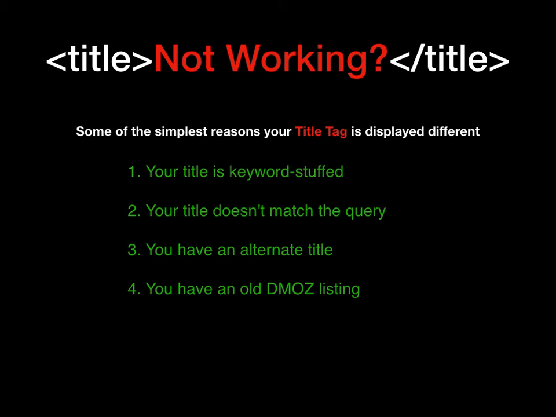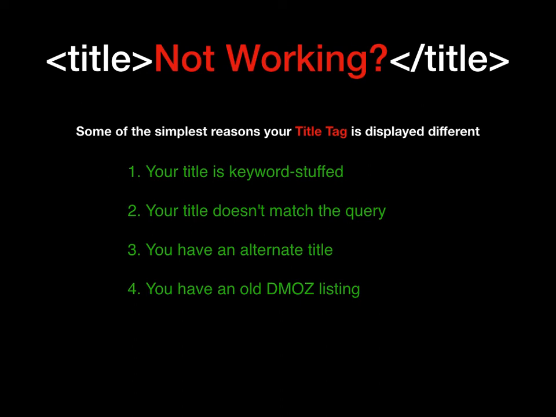The other one is if your title doesn't match the query. So if all of your information on your page is about one topic, but your title is about something different. So if your title tag is about the Chevy Volt, but your entire post or your page is about Chevy trucks, they're going to find something in there for Chevy trucks and use that as your title tag.